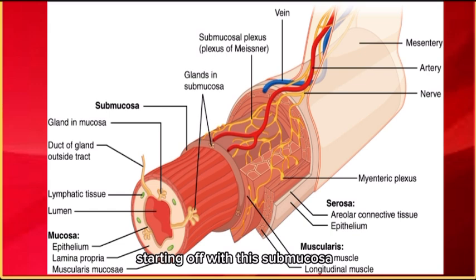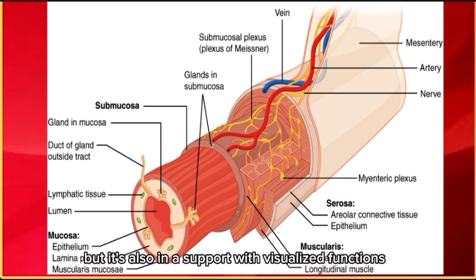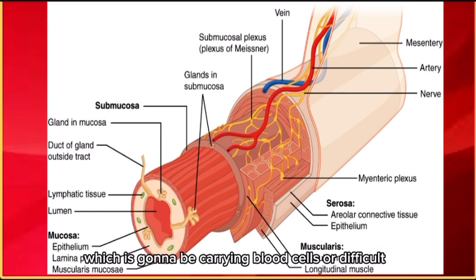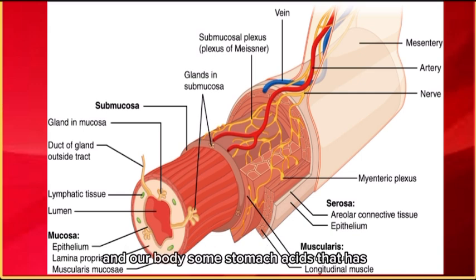Starting off with the submucosa, it's basically a layer of tissue which is under the mucosa. But it's also going to support specialized functions, which are nutrient, fluid, and electrolyte absorption, and it's going to be carrying blood cells. For the mucosa, it's basically just going to be protecting us from abrasive effects in our body's own stomach acids that it has, and also it's gonna protect us from urination too.